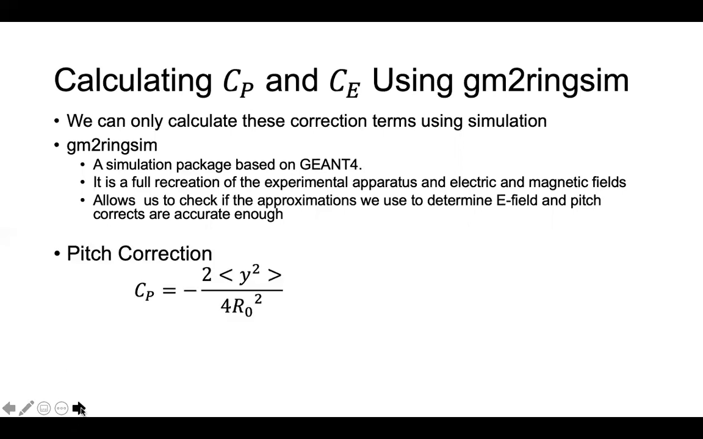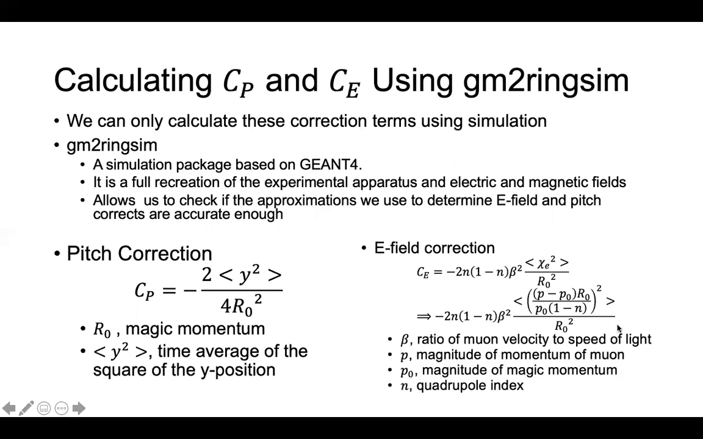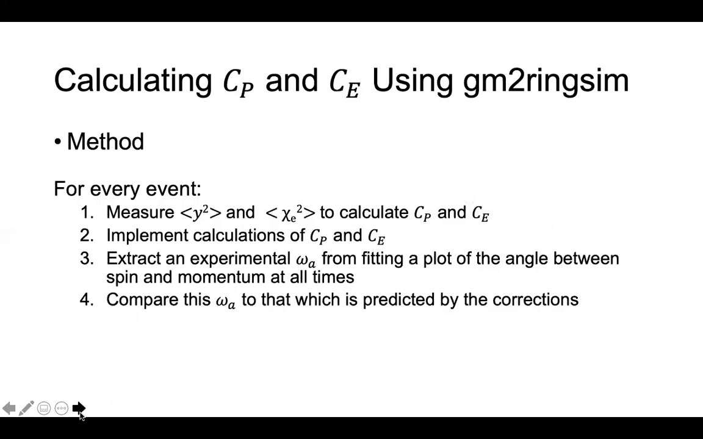And so what we can do is we can calculate the pitch corrections through this expression. We can calculate the E-field corrections through this expression. We can get stuff out of the system from simulation that we would otherwise never have access to in a real experiment. So we can calculate the pitch and E-field corrections. We can also find a simulated observed omega A and see how those two things stack up. And in fact, that's what we're doing here.